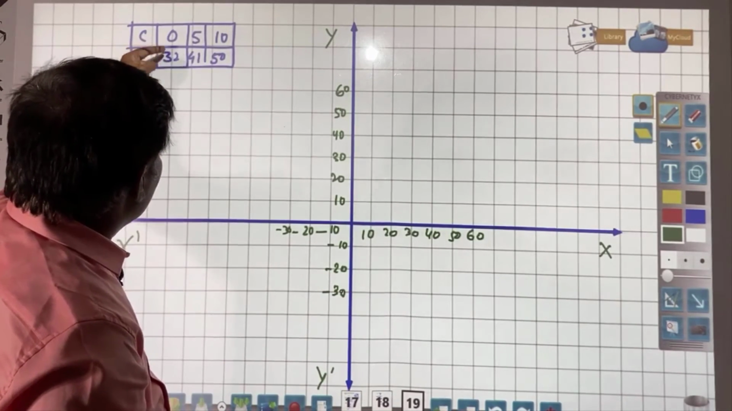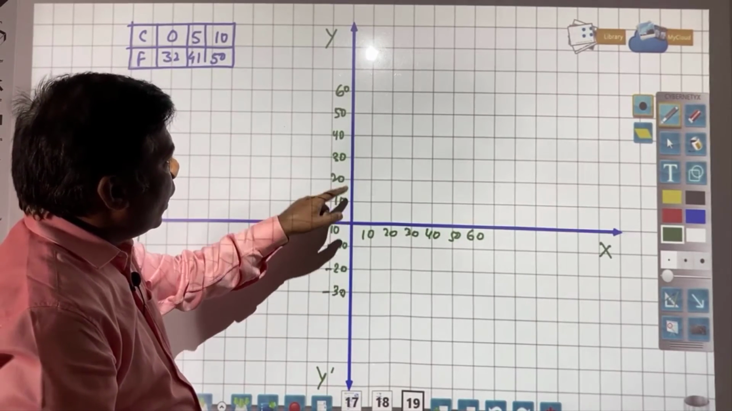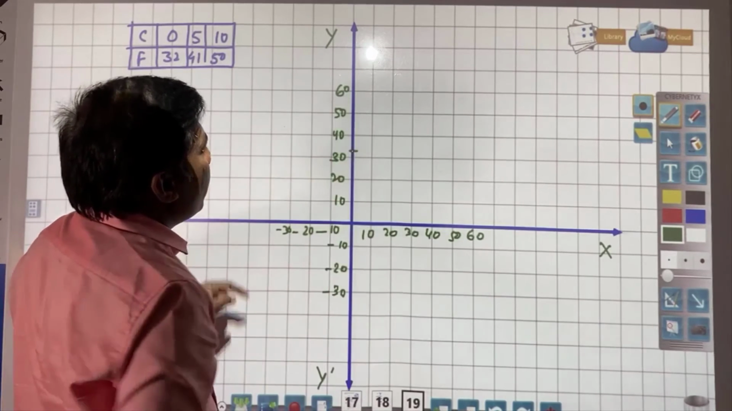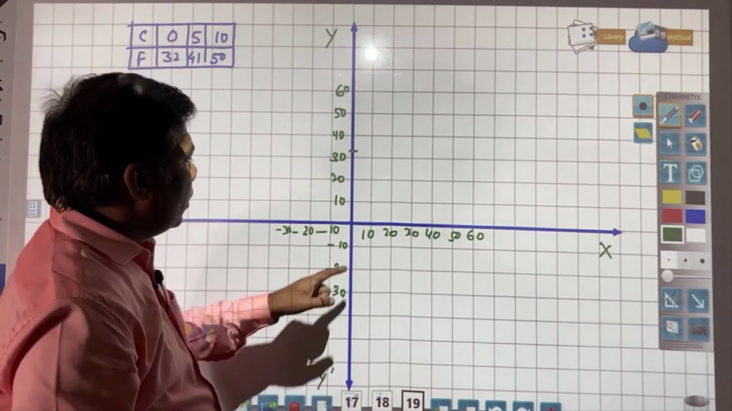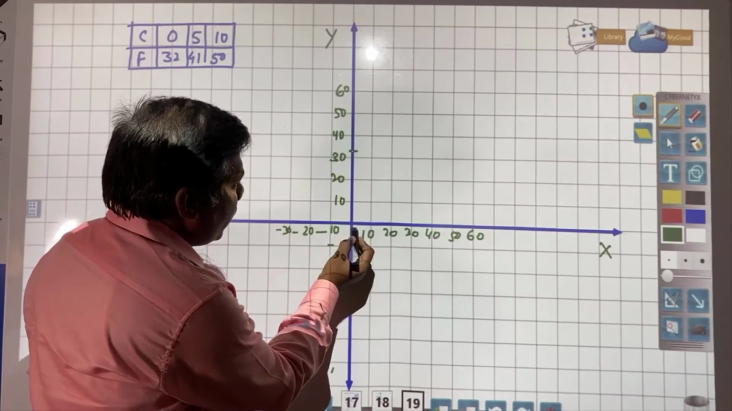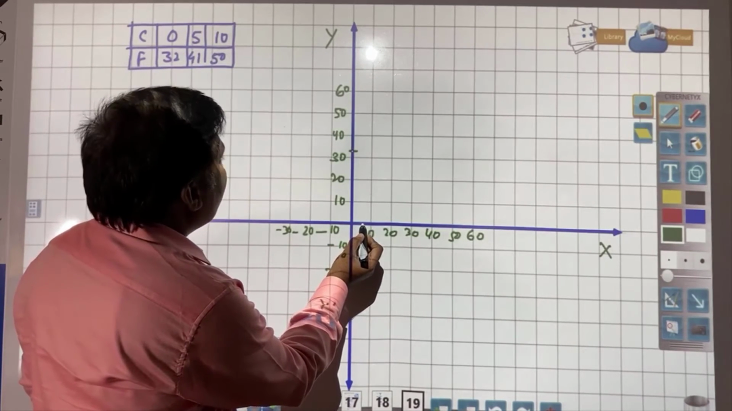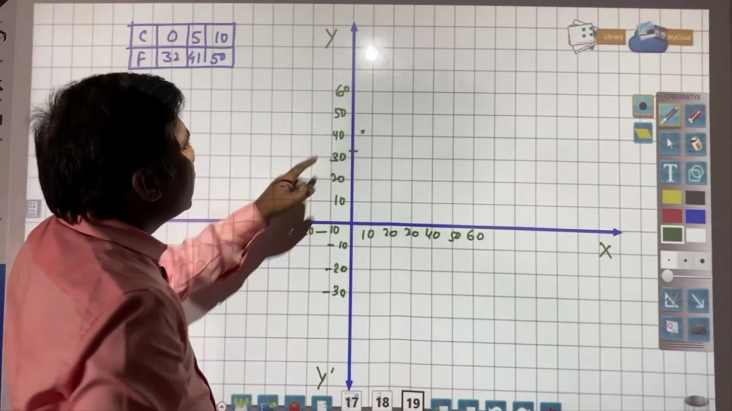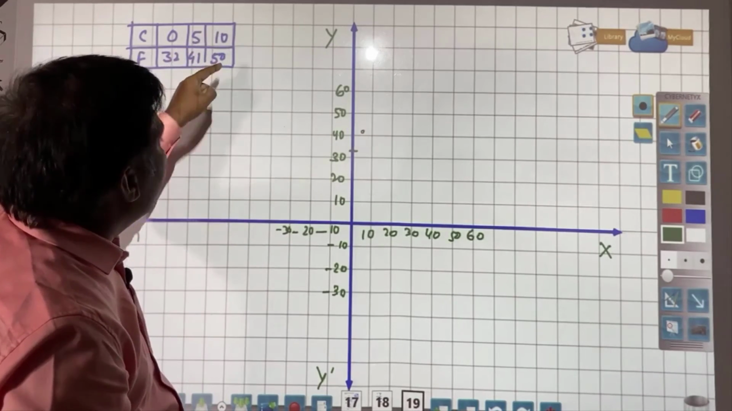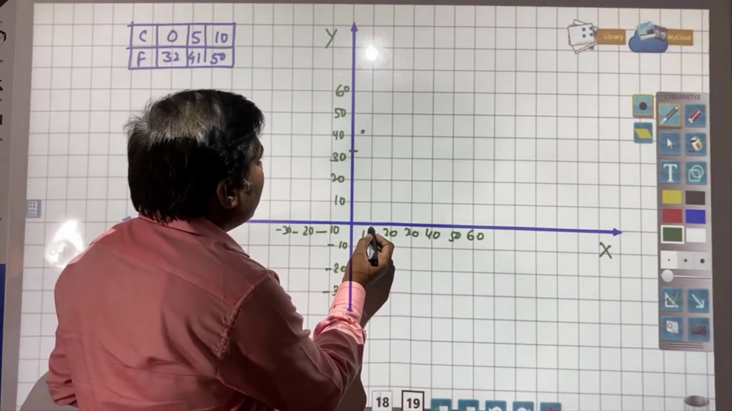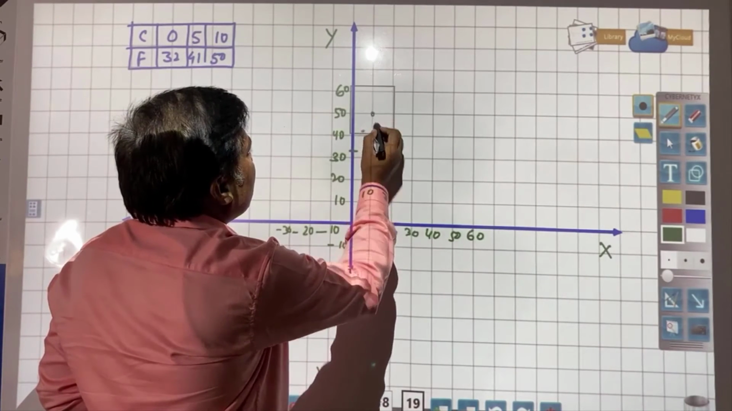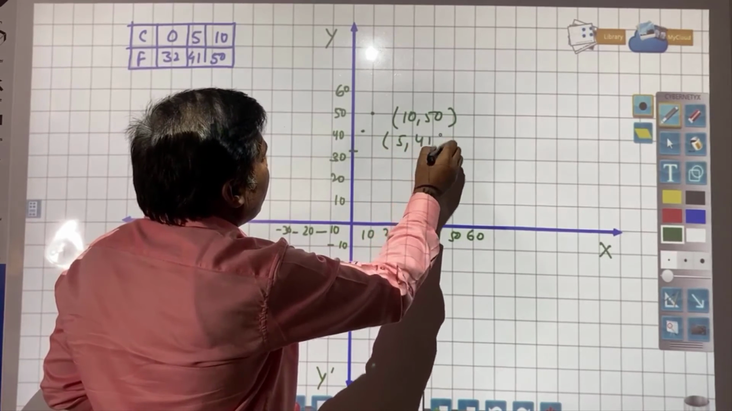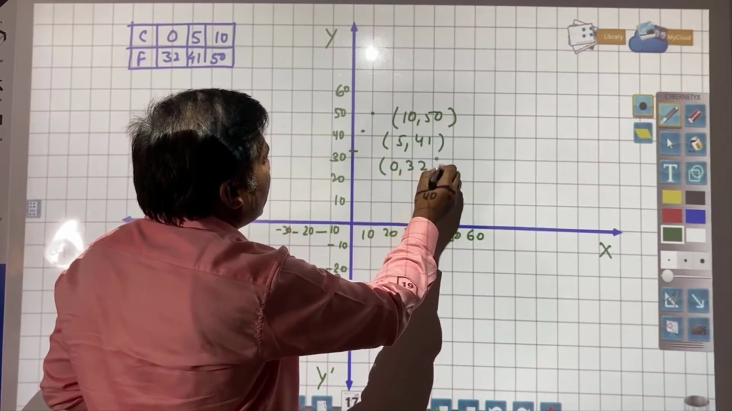First coordinate we have 0 and 32. So x is 0 and y is 32, so somewhere here it will be. Then you have 5 and 41. So x is 5, in between 0 and 10, and 41 will be here somewhere, just after 40. Then 10 and 50 will be here. So this is 10 and 50, this is 5 and 41, and this is 0 and 32.